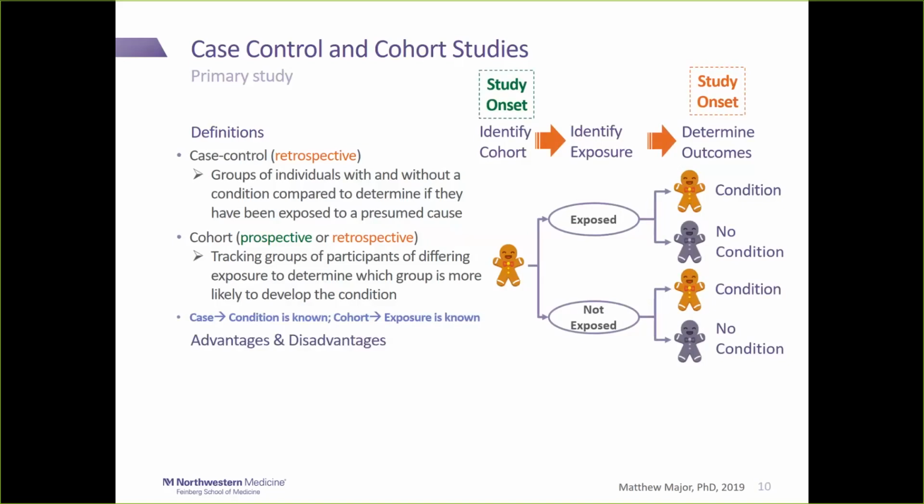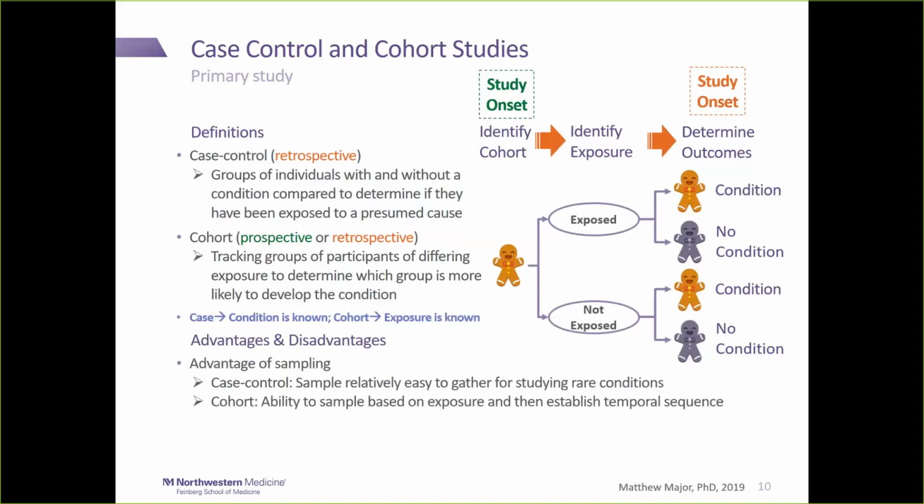Now, again, advantages and disadvantages. There's the advantage of sampling. For case controls, the sample is relatively easy to gather for studying rare conditions, because you're already identifying those conditions. For cohorts, you have the ability to sample based on exposure, and then you're able to establish a temporal sequence.